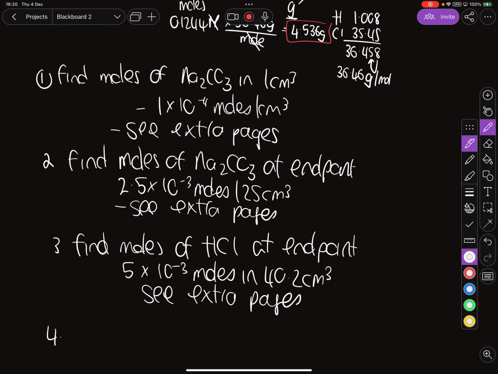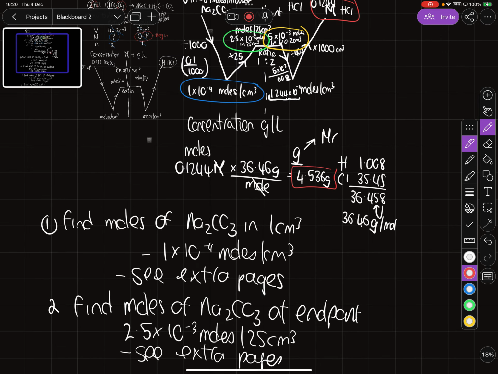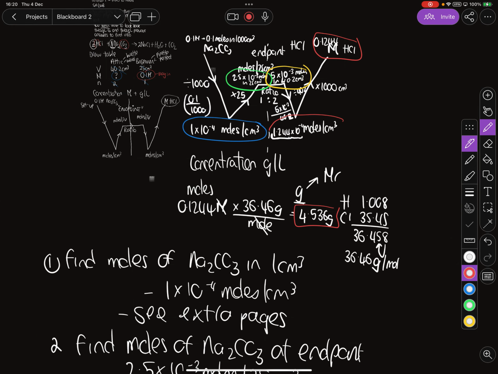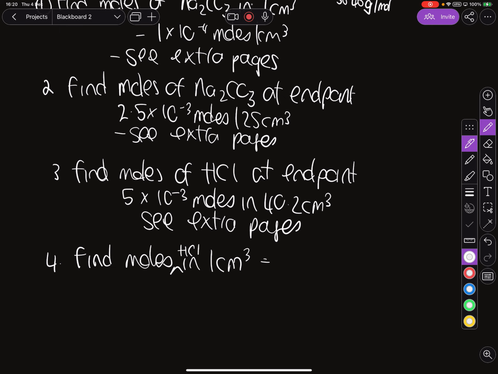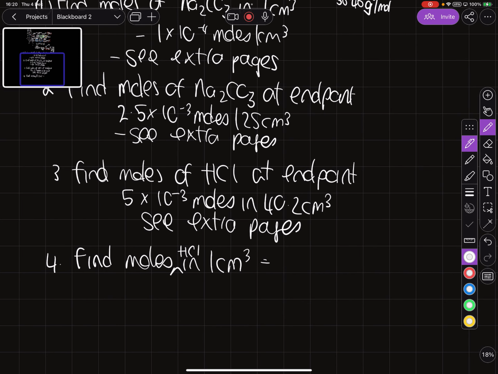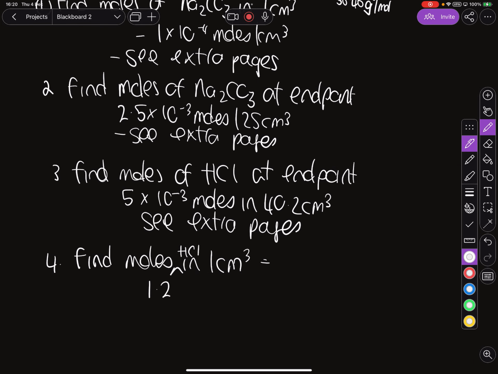The next question they might ask, hopefully you might be able to predict it, is find moles of HCl in 1 centimeter cubed. So again, we have a look back at our W, and this is moles of HCl in 1 centimeter cubed. We go back to the pages in the question and we write that in for ourselves. So it's going to be 1.244, as in 4 significant figures, by 10 to the minus 4 moles in a centimeter cubed. My predictor I'm going to write next. See extra pages.